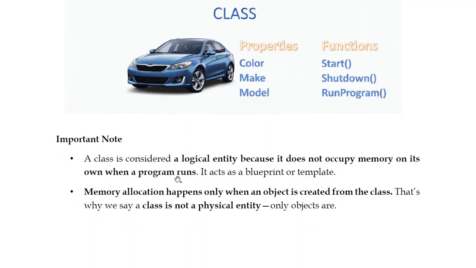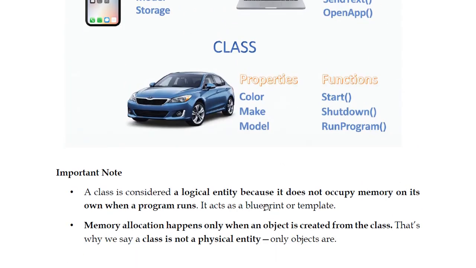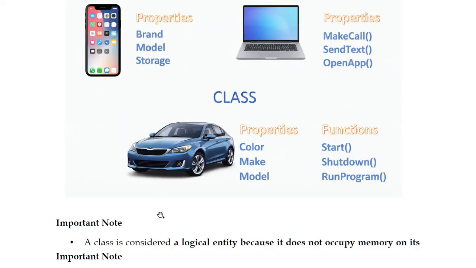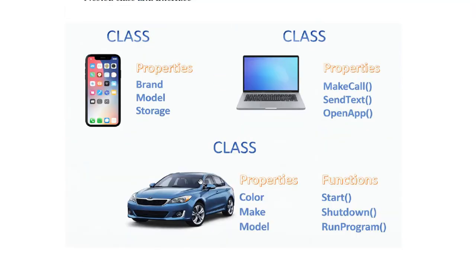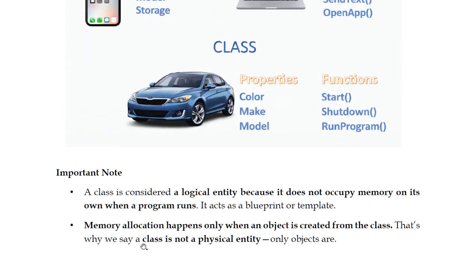Very important thing: a class is considered a logical entity, so it does not occupy any memory space. It is just stored in the method area, acting as a blueprint or template. Memory will be allocated only when an object is created from the class. If I'm just declaring this, it won't get memory. When an object is created from that mobile phone class, only then will memory be allocated. The reason is it's not a physical entity.